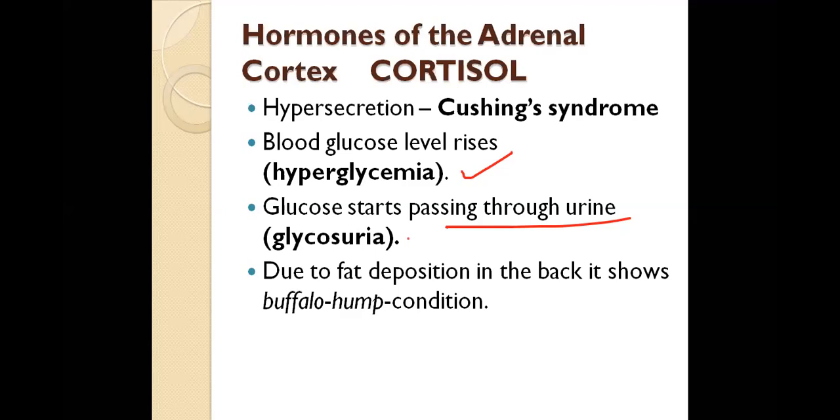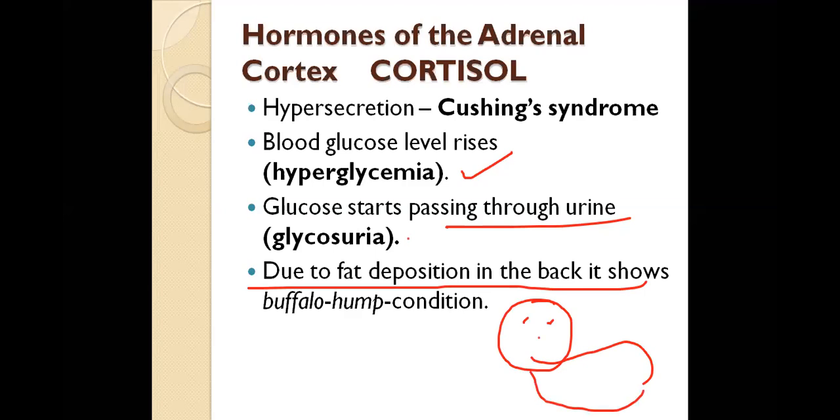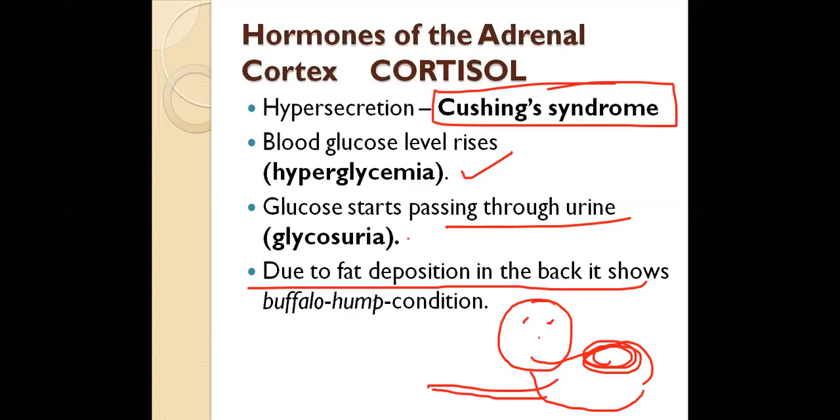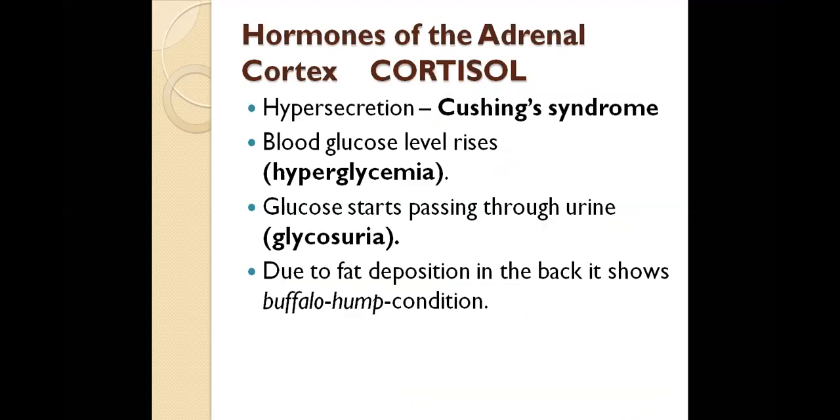Due to fat deposition in the back, it shows a buffalo hump condition, with a moon-like face. Buffalo hump means accumulation of fat in one particular place, looking like a buffalo hump. You can see all this in Cushing syndrome. Pendulum-like abdomen means a hanging abdomen, and spindly arms means thin arms. They are all symptoms of Cushing syndrome.